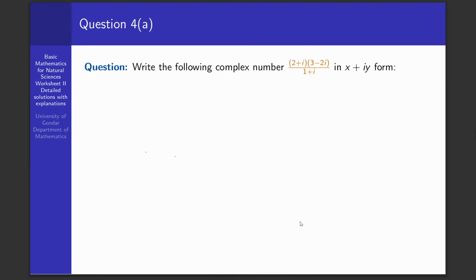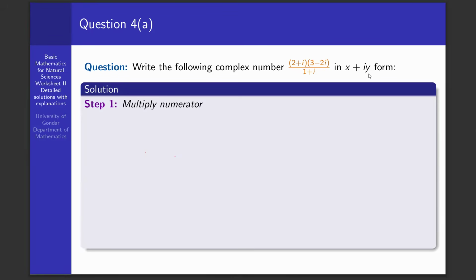Next, question number 4. We are asked to write the complex number 2 plus i multiplied by 3 minus 2i, divided by 1 plus i, in the form x plus iy, that is, in standard form.